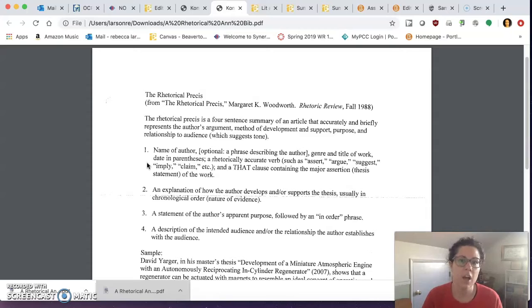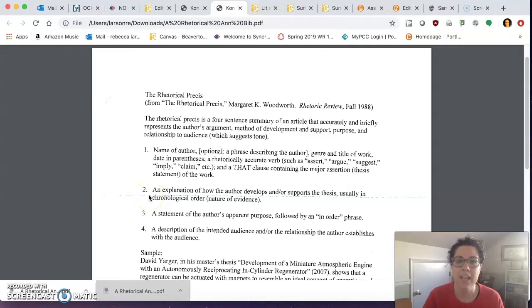Is this author arguing? Is the author maybe implying something? Are they claiming something that you're a bit skeptical on? Using the right word tells me that as a reader, you're really understanding this text. So, a strong verb and then a that clause with the major assertion, which is their thesis. Like, what are they saying? What are they claiming?